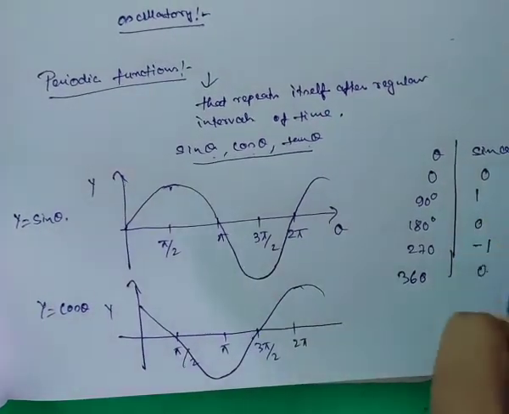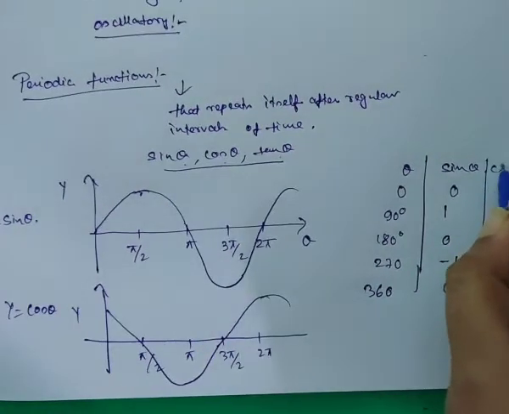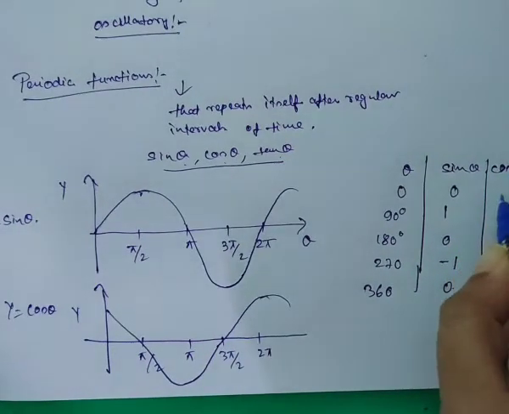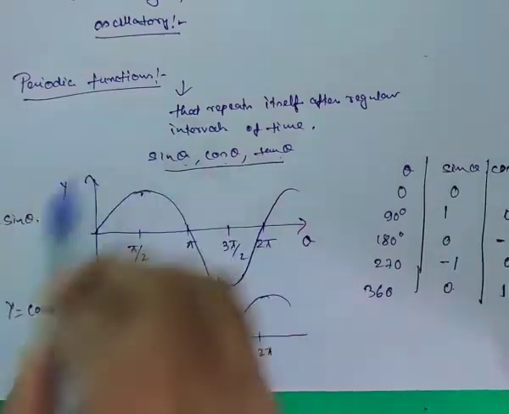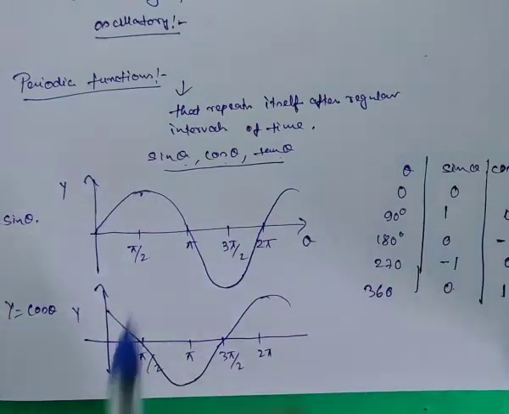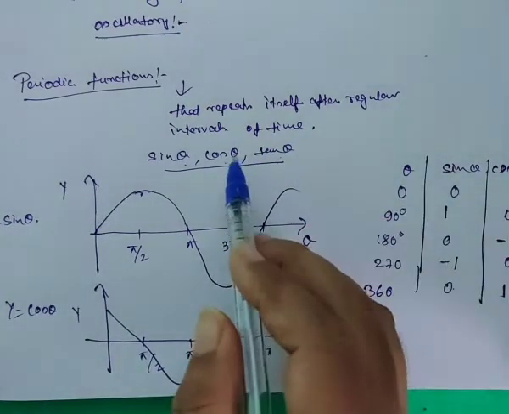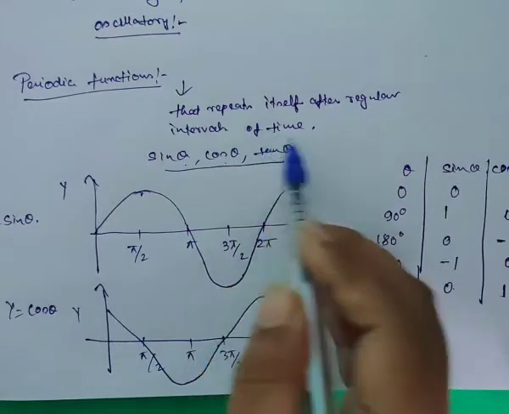Its value is: cos theta will be 1, 0, then minus 1, again 0, then 1. So these are the periodic functions which repeat themselves after a regular period of time.